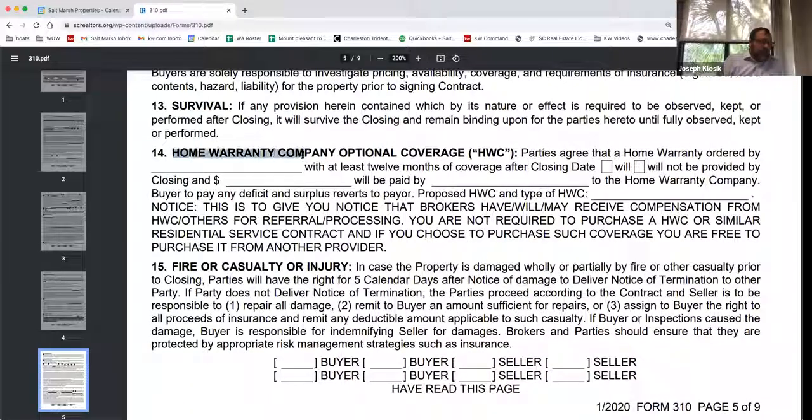Home warranty basically states that there will be a home warranty or will not be a home warranty, who's going to pay for it, what the company is going to be, and in all caps discloses that there is a chance that the agents are making money off of the home warranty, but you are not required to purchase a home warranty.